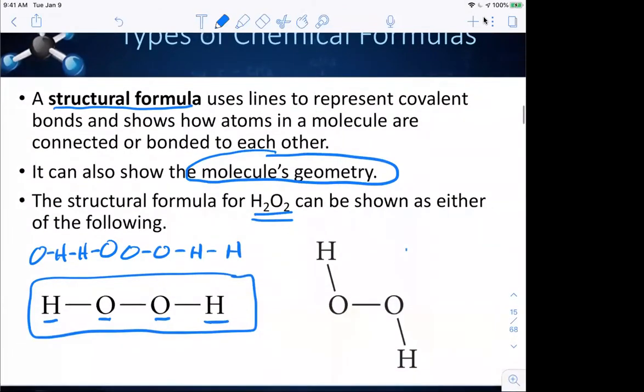This is another way I can actually write that. That's identical to this formula here. All I did was show my connections in a different way.